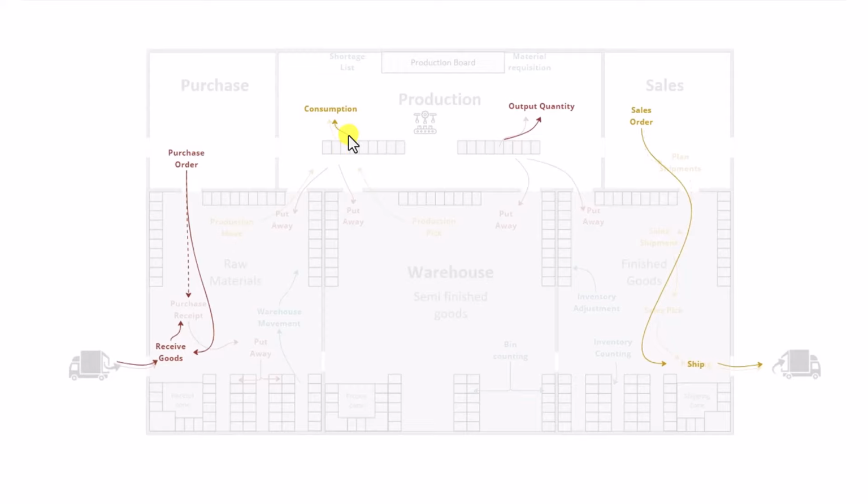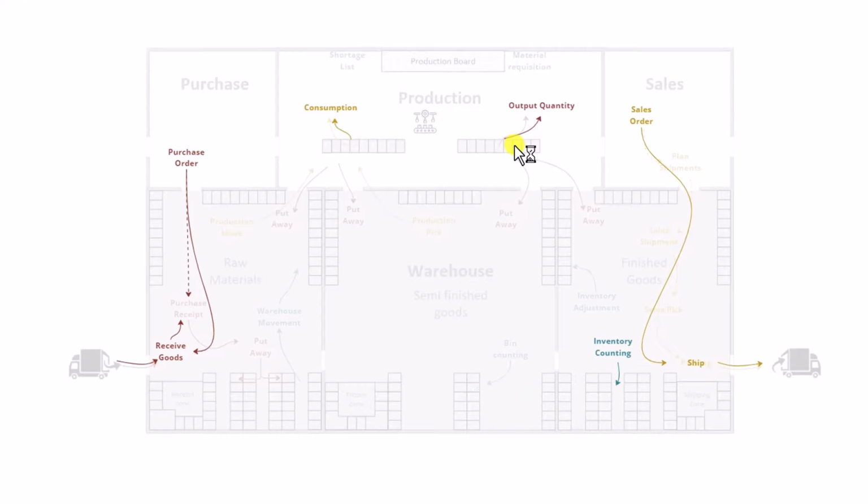So to produce something, you effectively are making a product out of multiple subcomponents. You have to consume them. When you consume them, it reduces the inventory. And then when we create an output, which is the finalization of production, the made product, the completed product, you have an output quantity.